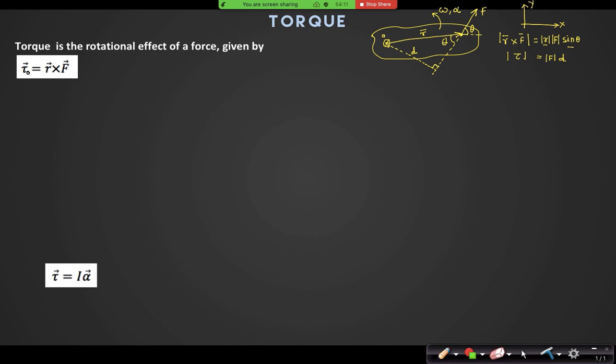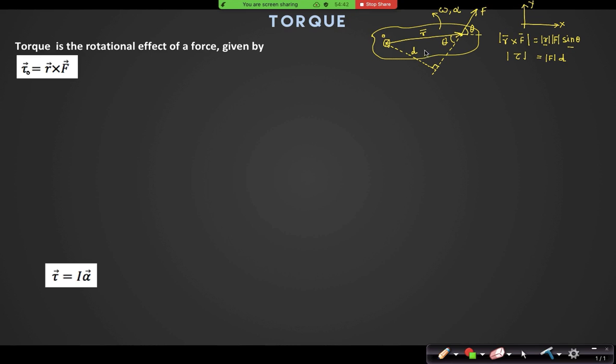So what is the essence of the direction? Suppose a force is acting, I can feel in which direction it is acting. Force may be acting in any direction. Force can also act in the downward direction. So in that case, in which direction will the body rotate? If the force is acting downward, then it will rotate clockwise. Yes, so the torque will also act along the same way.